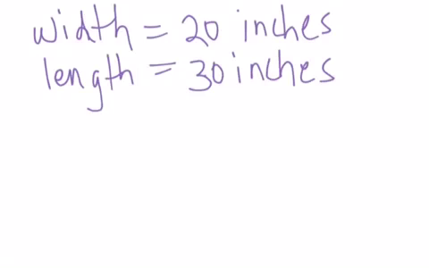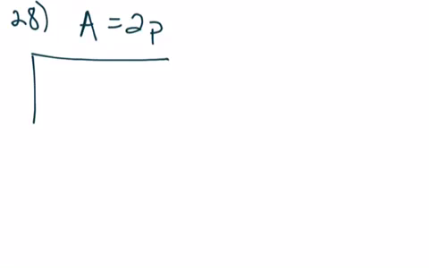Ladies, the next problem we need to look at is number 28, which says a rectangle has an area that is numerically twice its perimeter. Its length is twice its width. What are its dimensions? So the area is twice the perimeter. And if we have a rectangle, it says the length of the rectangle is twice its width. So we'll call the width x and the length is 2x.